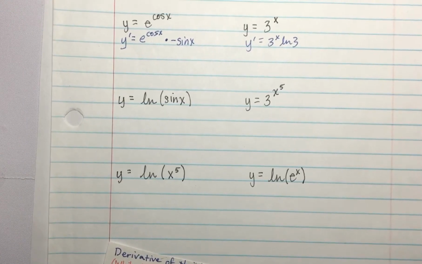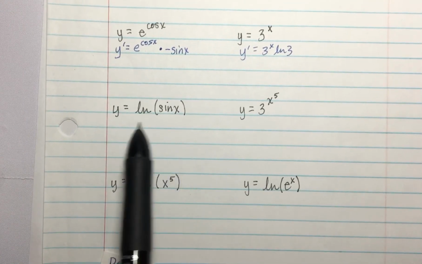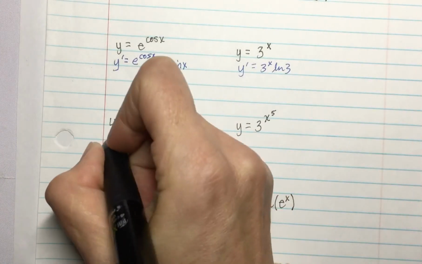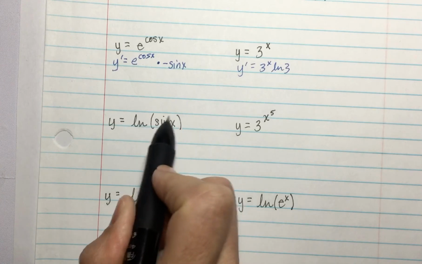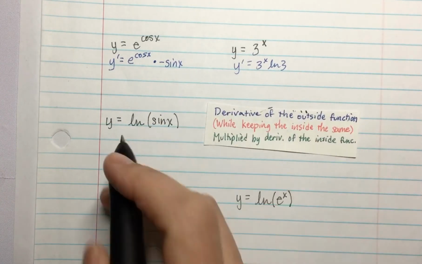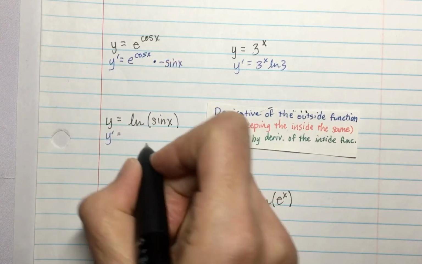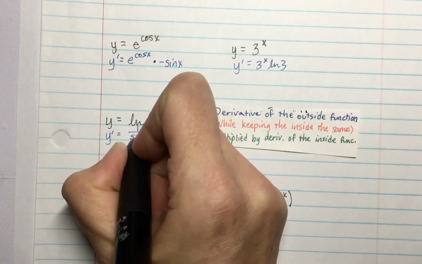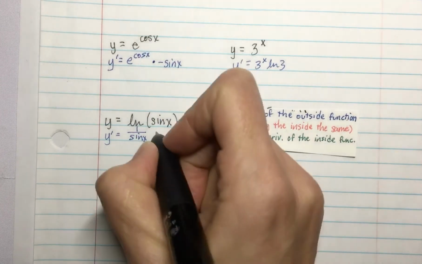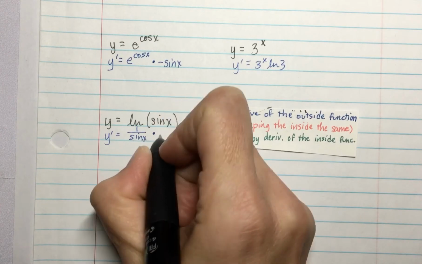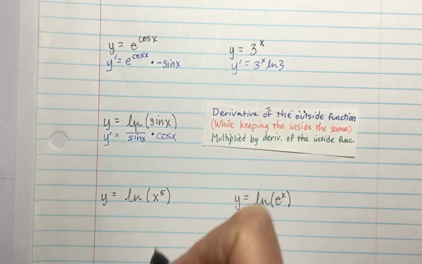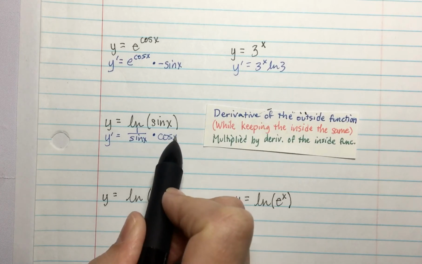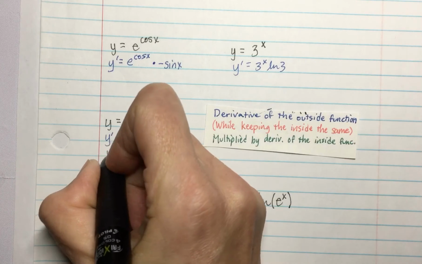Okay, looking at natural log of sine x. The derivative of natural log is 1 over the thing. So our outside function is the natural log, our inside is that sine x, and remember, we're still using the chain rule. So for natural log we get 1 over, keep the inside the same, sine x, and then times the derivative of the inside, the derivative of sine x, which is cosine x. Now if we want to get fancy here, if we multiply that, we have cosine x over sine x. Oh, that's just cotangent.